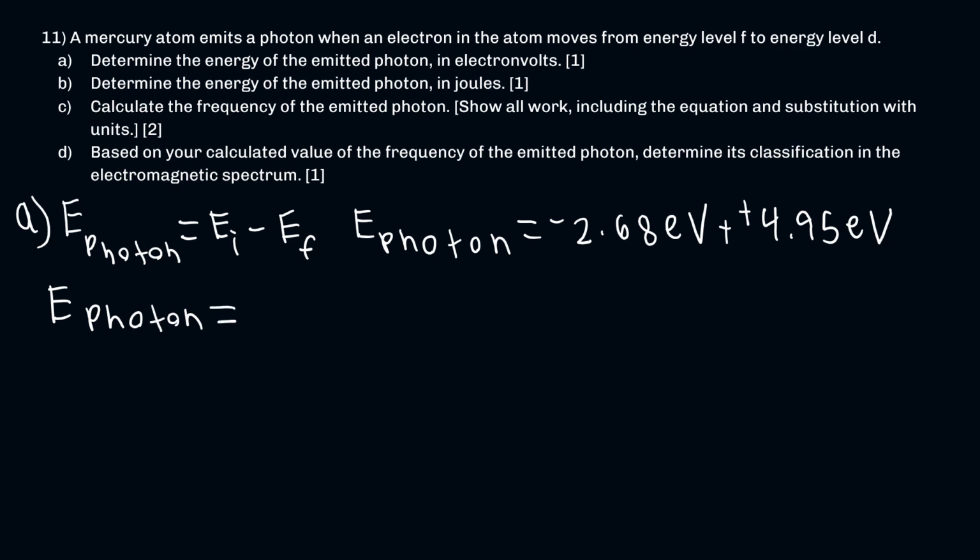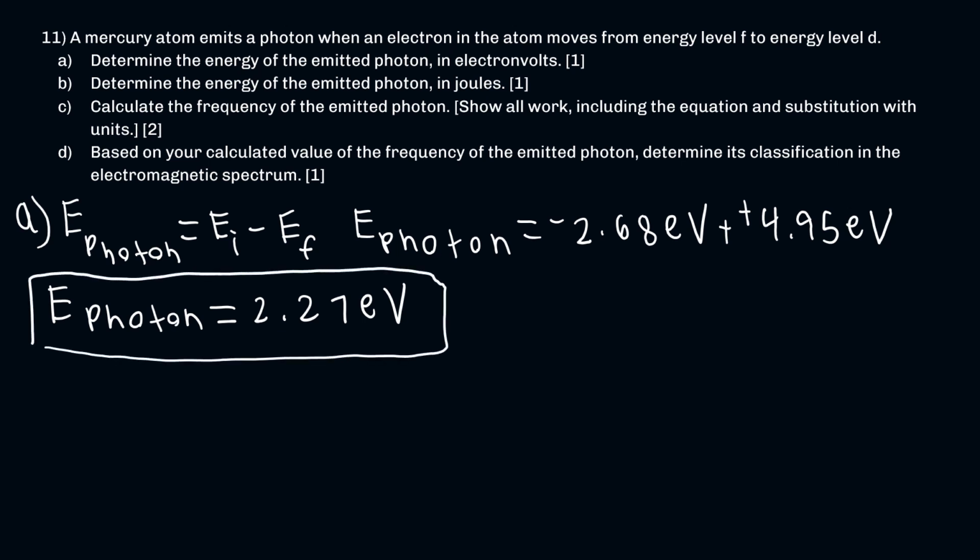And that is going to be negative 2.68 plus 4.95. That is going to be my energy of the photon in electron volts: 2.27 electron volts. And if you forgot that the energy is supposed to be in electron volts, even though they tell it to you in the question, for these type of questions on the Regents, they'll give you a line with the actual units. All you have to do is put in the proper number here. So 2.27 electron volts is going to be your answer.